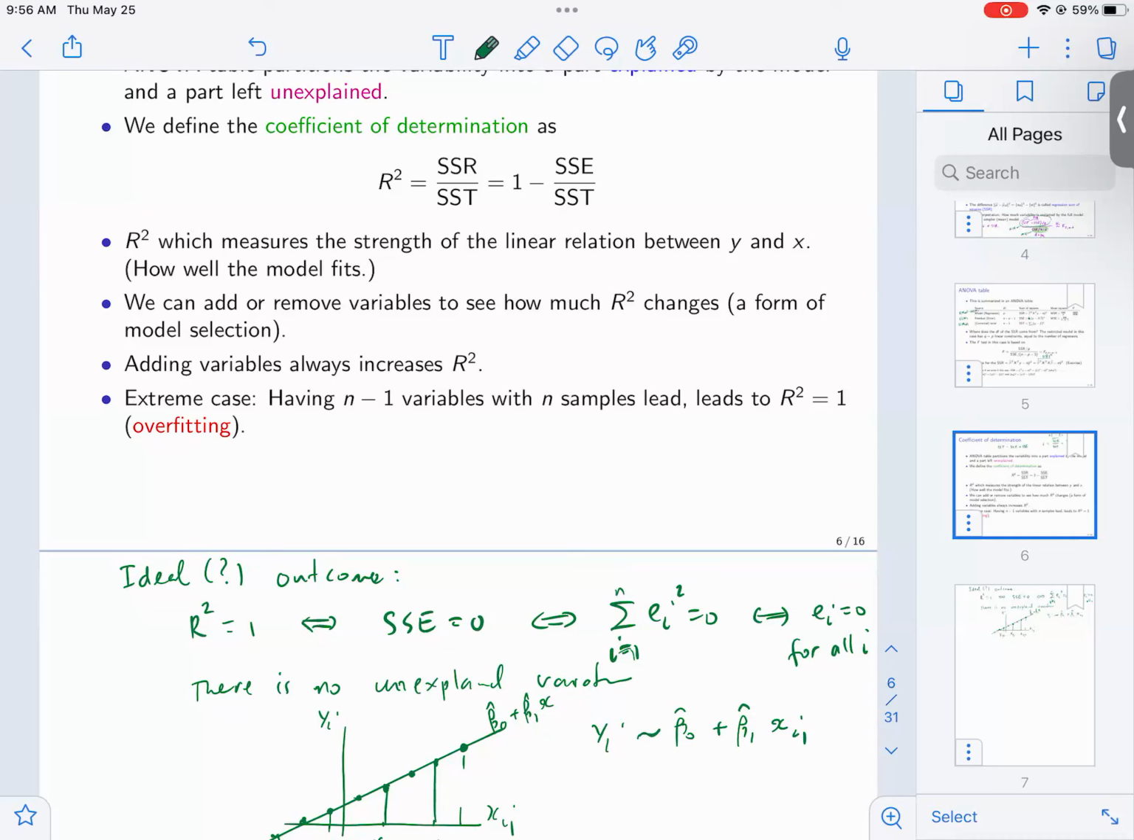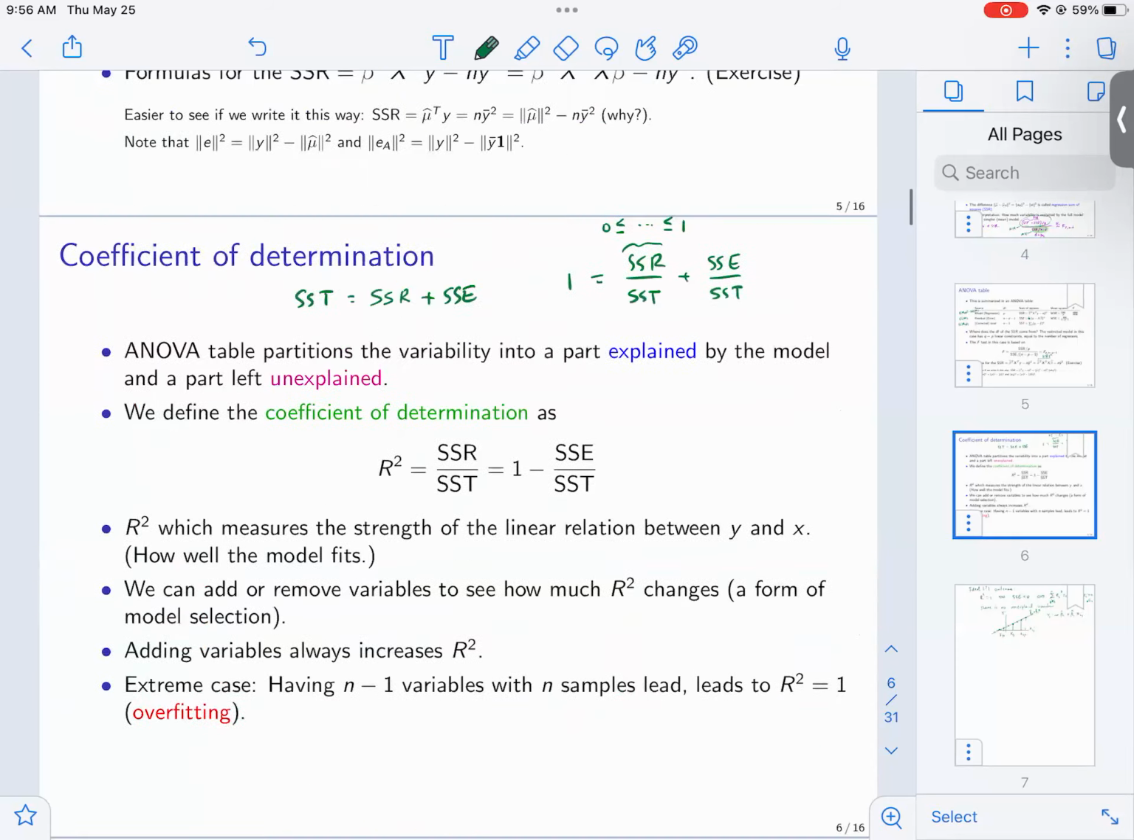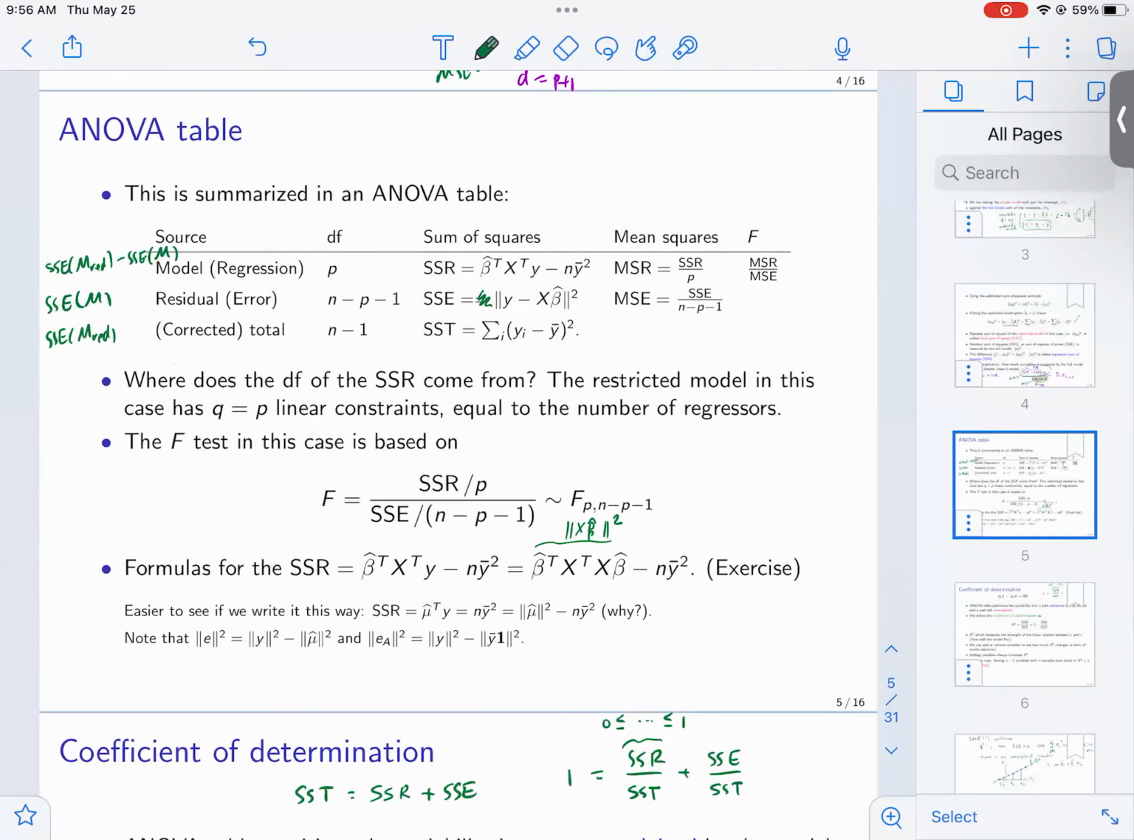R squared is sort of equivalent to the F test. If you write the F test in our case, you can actually rewrite this expression in terms of the R squared. As an exercise, it's going to be very good for exams as well: write this in terms of R squared. If I give you R squared and the number of variables, you should be able to calculate this F statistic in this case. So there is an equivalent relation.